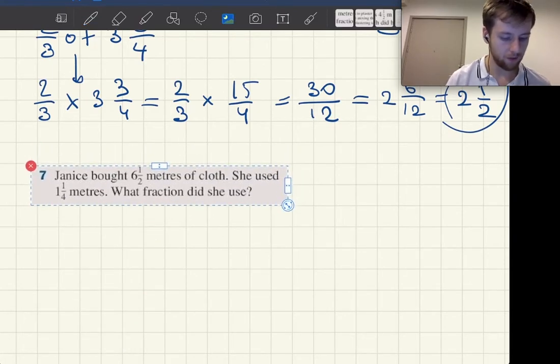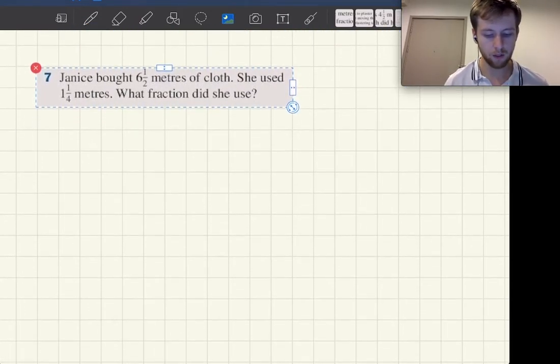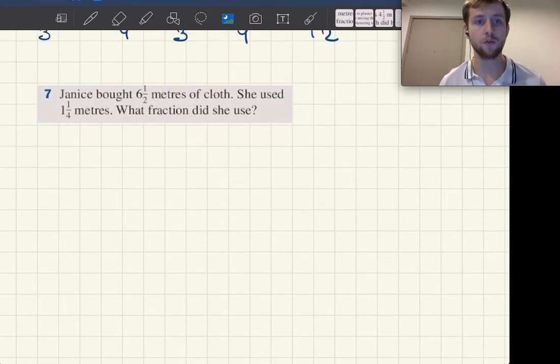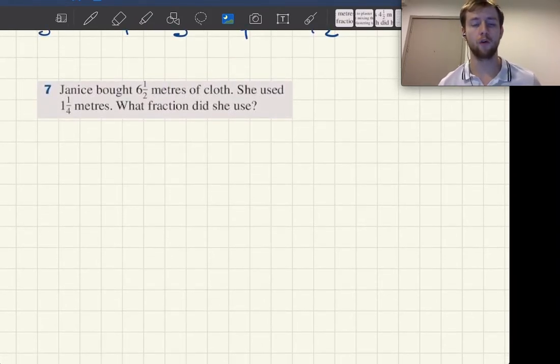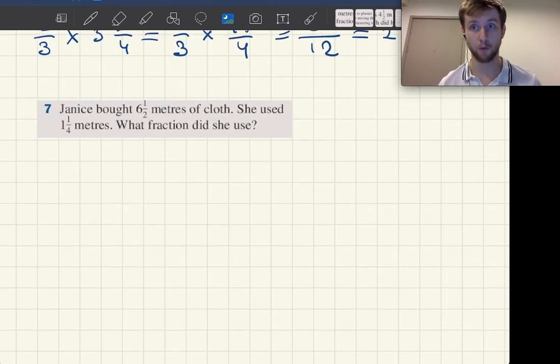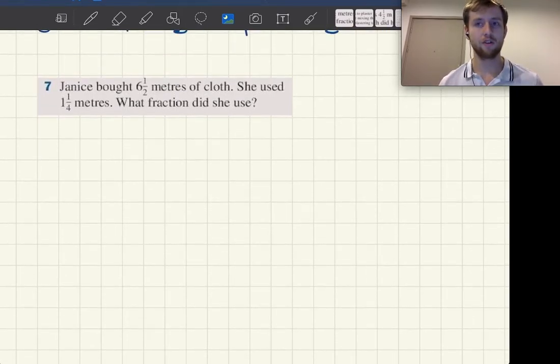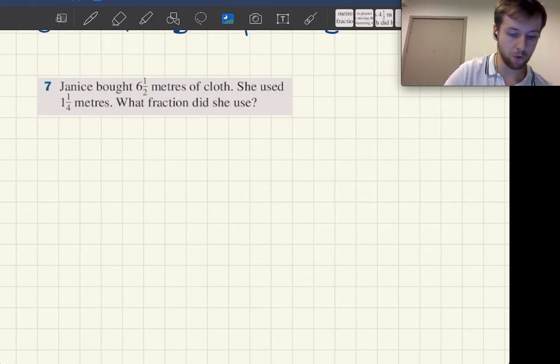Janice bought 6 1/2 meters of cloth. She used 1 1/4 meters. What fraction did she use? All right, she used 1 1/4 meters. What fraction did she use?